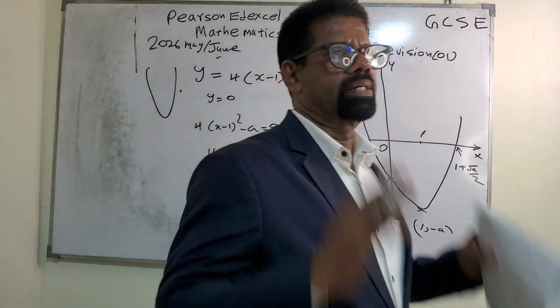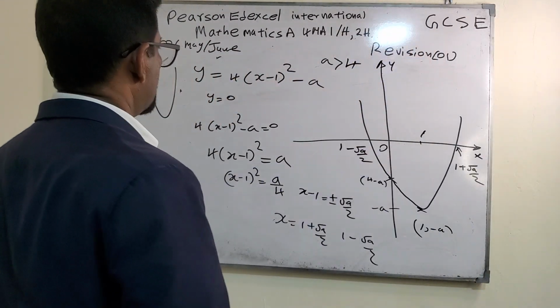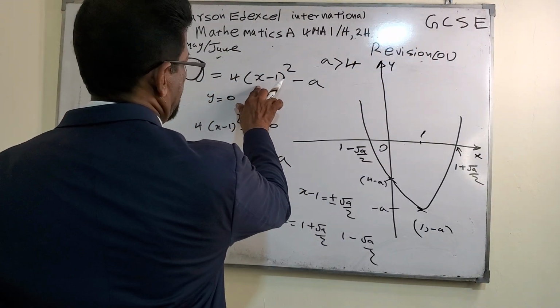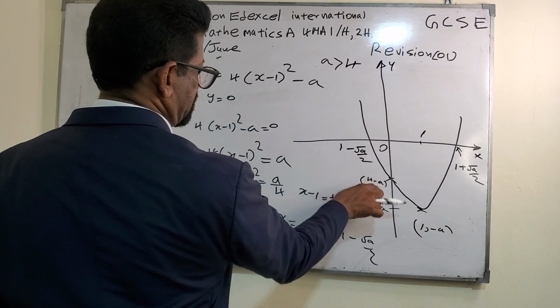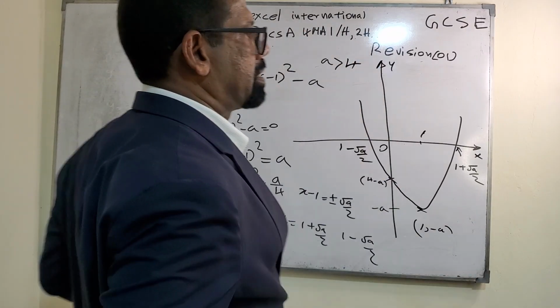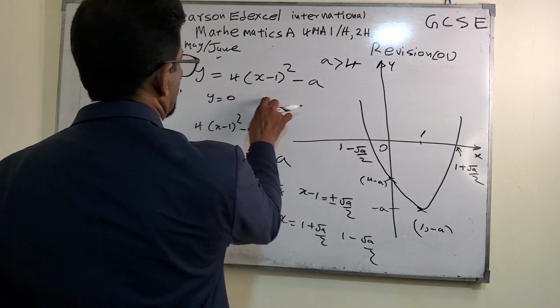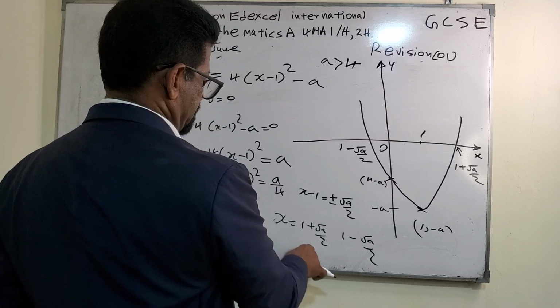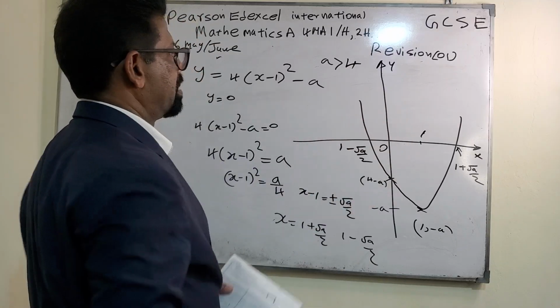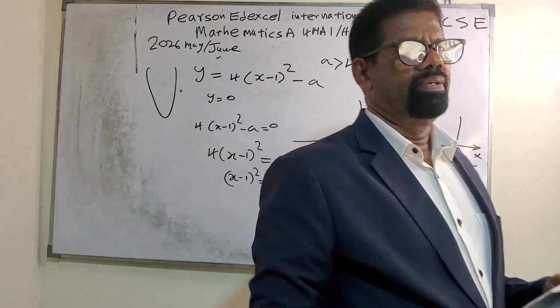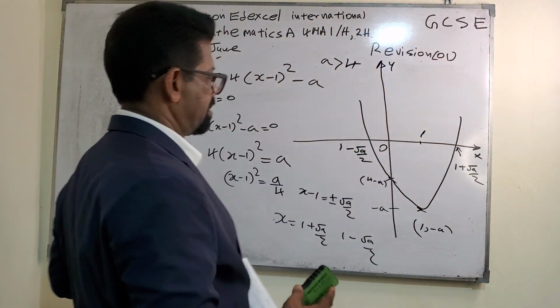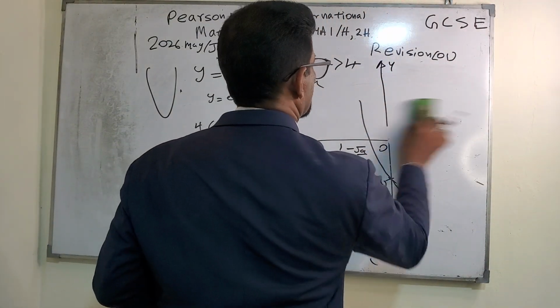For the y axis intersect, x equals 0, and you substitute x equals 0, giving 4 minus a. For the x axis intersect values, y equals 0. Put y equals 0 in the equation, then simplify to find x. This is a normal graph. I think you understand, follow this. In my classes, I explain everything.